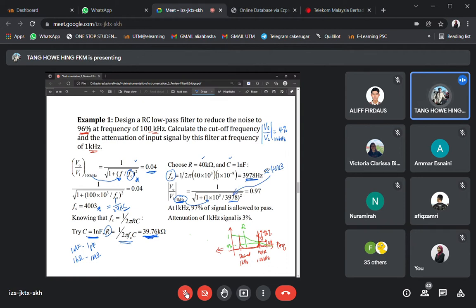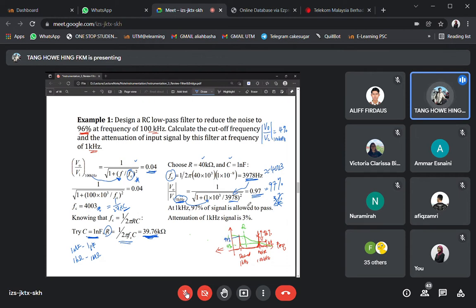this is not 403, because we already have a new cutoff frequency. So that is 3978. And we found that at 1 kilohertz, 97% of the signal is allowed to go through, whereas 3% is cancelled. All right, is reduced. Okay, because V out over Vi is 0.97. So it means that when voltage input is 1 volt, 0.97 volt is allowed to go. So over here, that will be 97%.